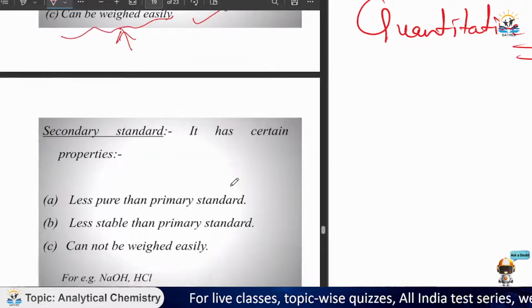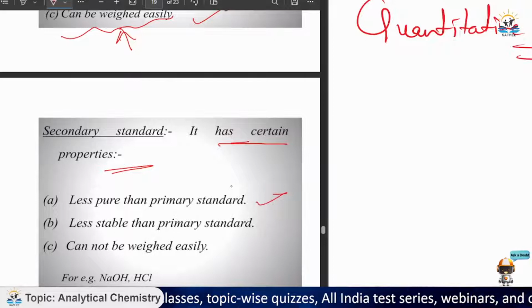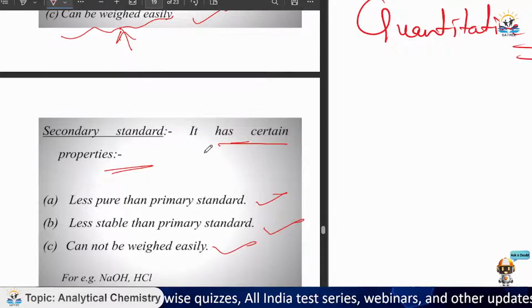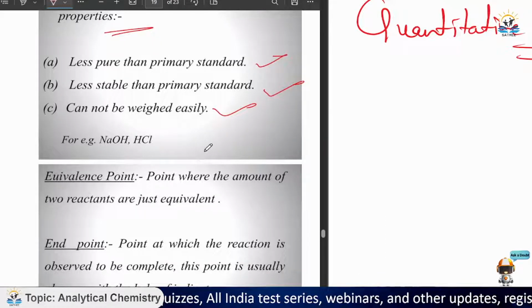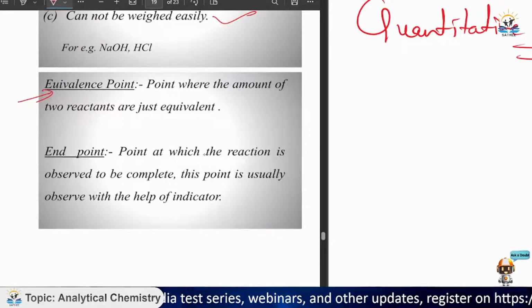Now the second is the secondary standard. It has certain properties: less pure than the primary standard, less stable, and cannot be weighed easily. So like that. Now we will talk about the equivalence point. What do I mean by equivalence point?